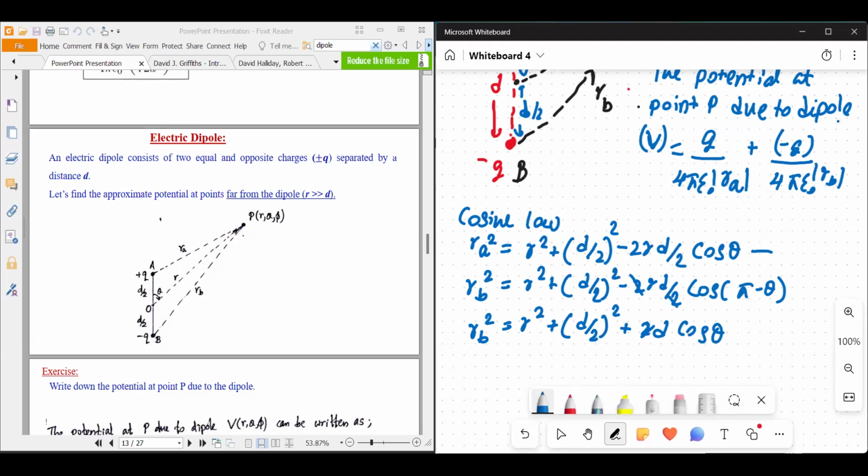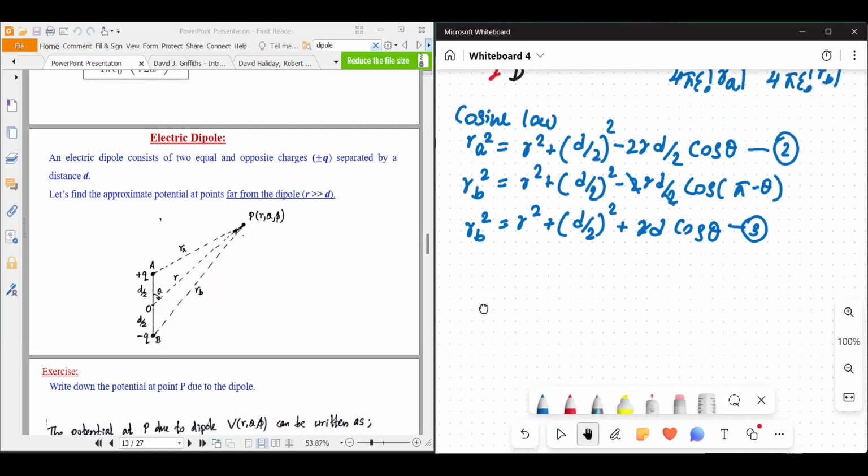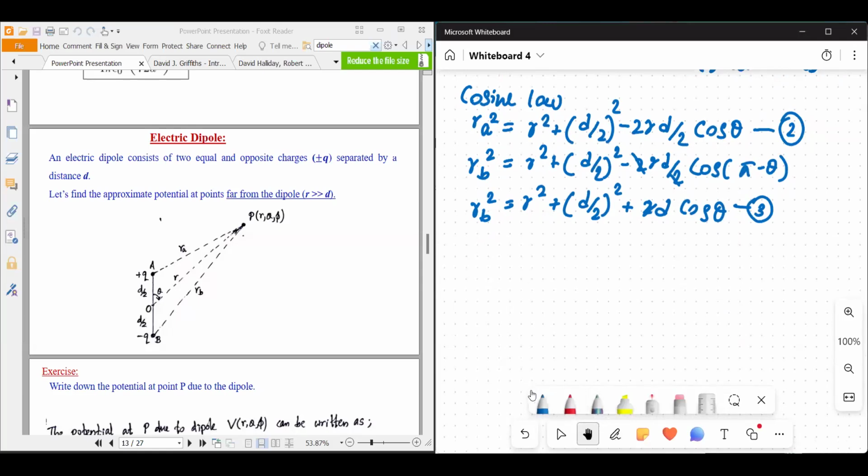Okay. Then we can use this. Let's say these are equation 1, equation 2, and equation 3. So we can use equation 2 and 3 to calculate 1 over RA and 1 over RB. Now we have, I'll use equation 2 again.